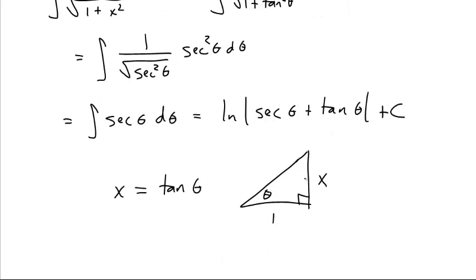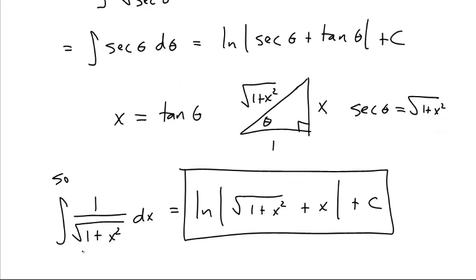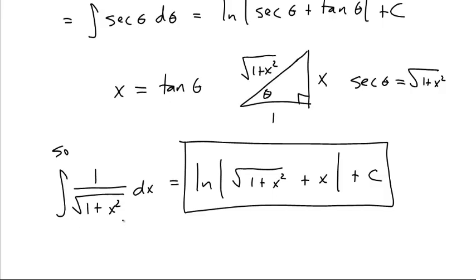Using the Pythagorean theorem, 1 squared plus x squared is this thing squared, so the hypotenuse is the square root of 1 plus x squared. The secant that we want is 1 over cosine. Cosine is 1 over this, so it's this over 1. Secant is very simply just the square root of 1 plus x squared. And so we end up with the integral that we wanted: the natural log of the absolute value of the square root of 1 plus x squared, and then tangent was just x. Bang. The integral of 1 over the square root of 1 plus x squared dx is the natural log of the absolute value of the square root of 1 plus x squared plus x, plus c.